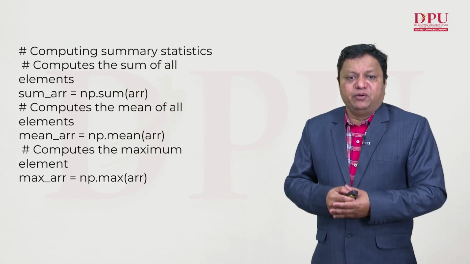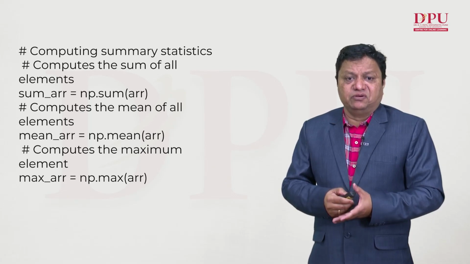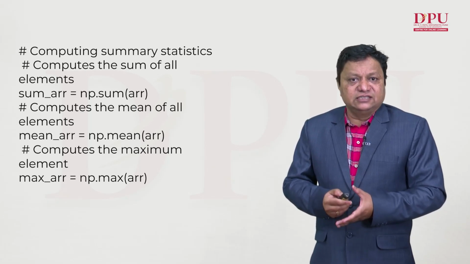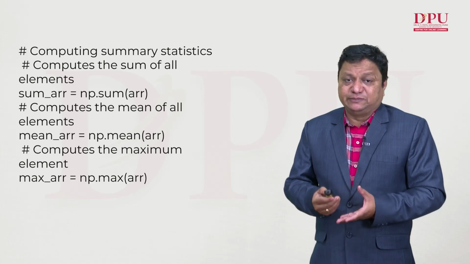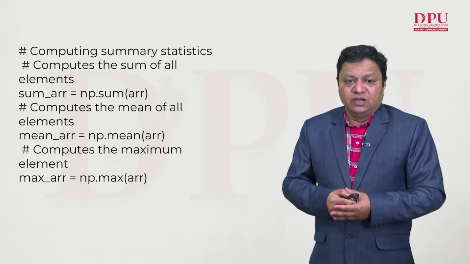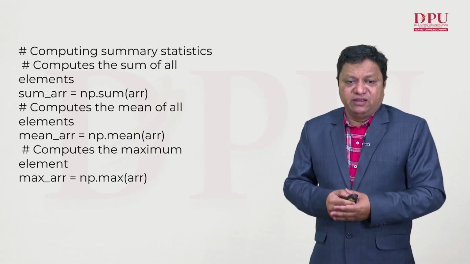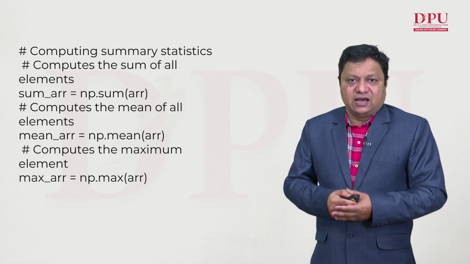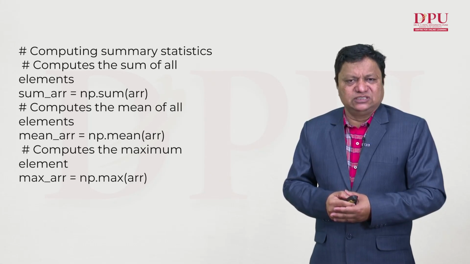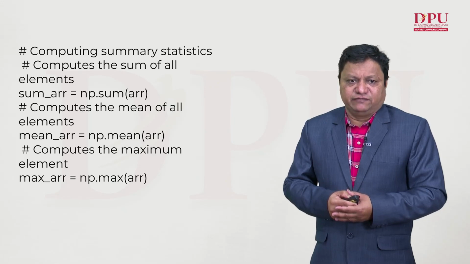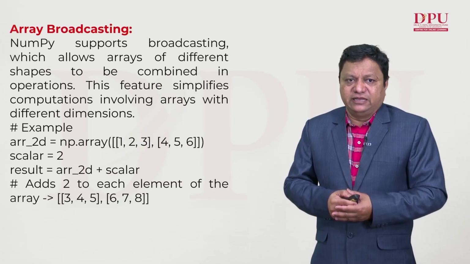So for example, to compute the summary statistics or the sum of all elements, I just need to call np.sum and specify the argument as the array name. If you want to find the mean, I have to call np.mean and provide the array name as the argument. In the same way, I can call np.max and pass arr as the argument to the np.max function as well. So these are the aggregation and reduction functions provided in NumPy.